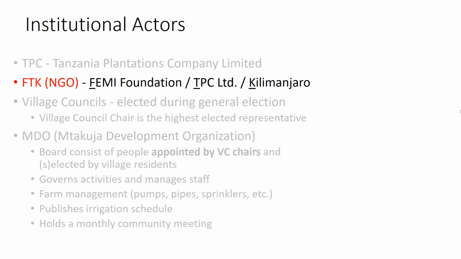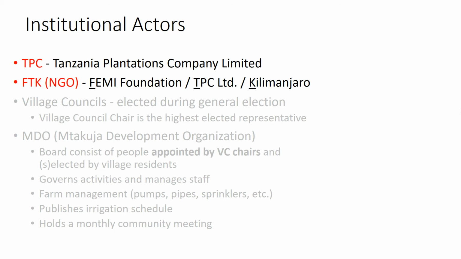Institutional actors, there are a few. I want to start with FTK, a local NGO which receives support from FEMI Foundation in the Netherlands and the sugarcane farm. They are instrumental in the setup of this farm. They've been doing work in these communities for a long time in terms of healthcare, education, economic opportunities, and found that food security was critical. It took them 2 years to convince the community to set up the farm because the 120 acres for the farm, or 200 acres, meant that some people would have to give up land.